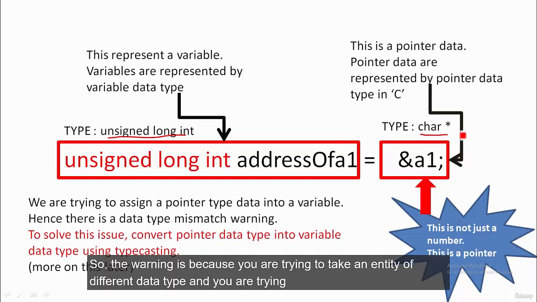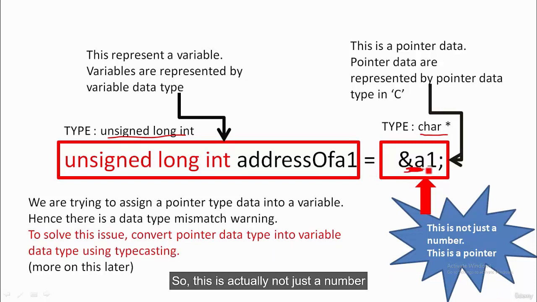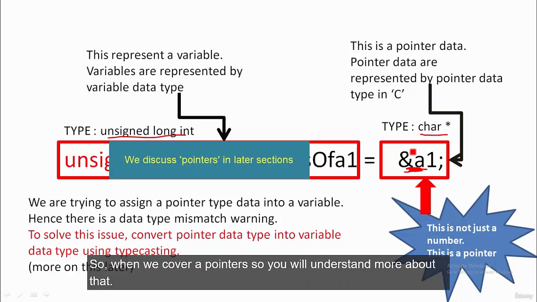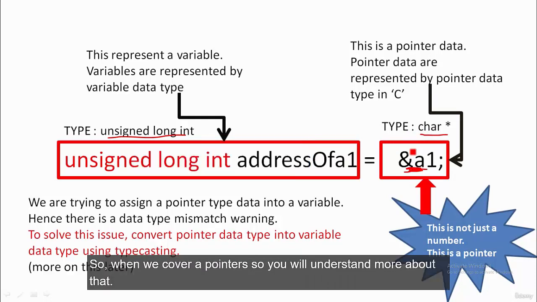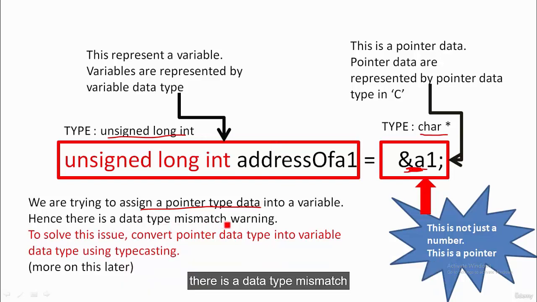The warning is because you are trying to take an entity of one data type and assign that to a variable of an entirely different data type. That's why there is a data type mismatch. This is actually not just a number. This is a pointer which belongs to pointer data type, and the pointer data type happens to be char star in this case. When we cover pointers, you will understand more about that. So here we are trying to assign a pointer data type into a variable. Hence, there is a data type mismatch warning.